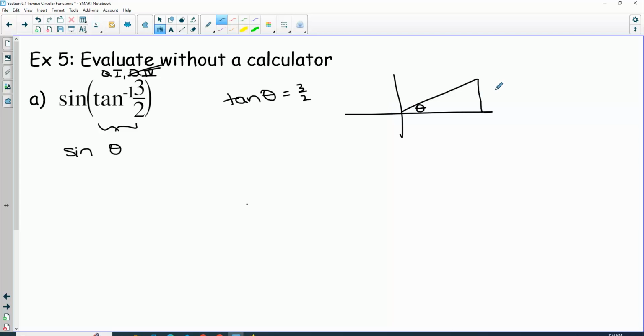So we know tangent is opposite over adjacent. Could we find the missing side now? 2 squared plus 3 squared equals c squared. Hypotenuse is always positive, so that missing side is the radical 13.